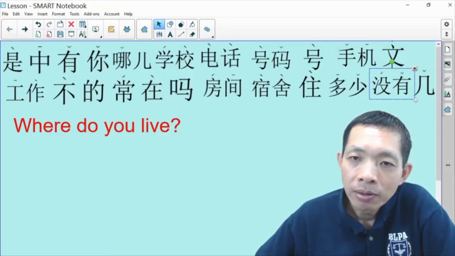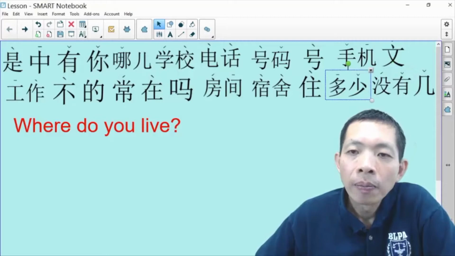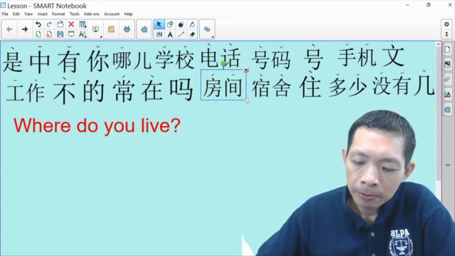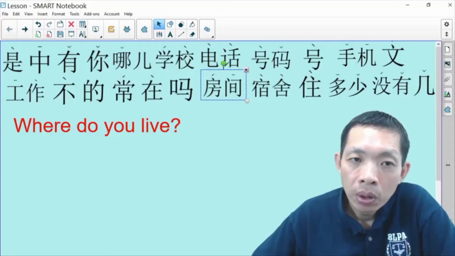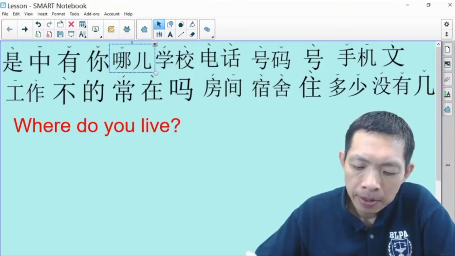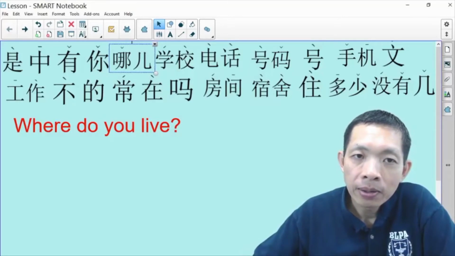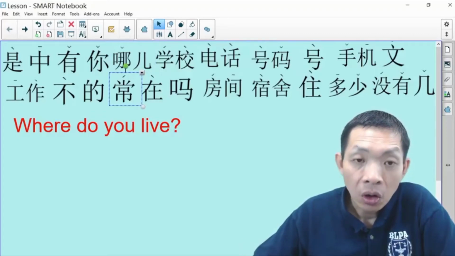没有 means don't have or doesn't have. 多少 how much. But in this case, we use it in what? Okay, what is your phone number? 房间 meaning room. Okay, room. 哪儿 we learned that in the last lesson. Okay, this one is always.